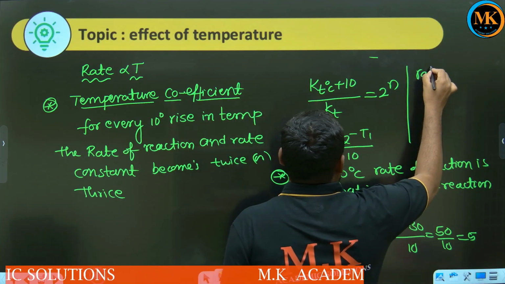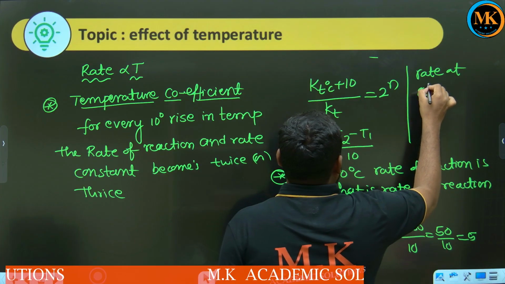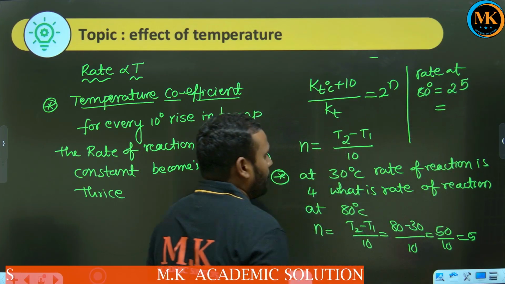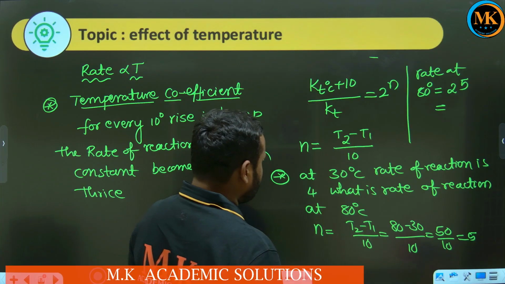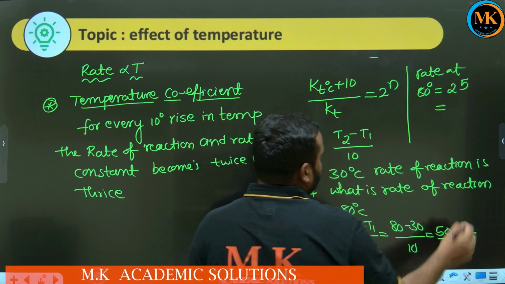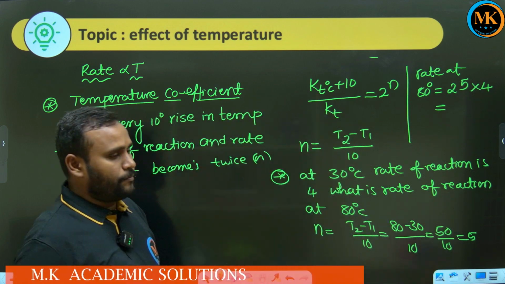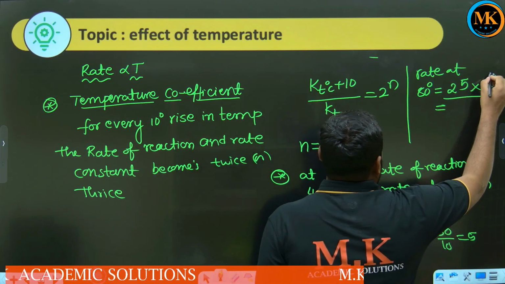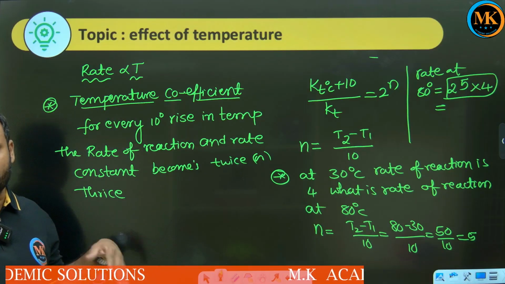Means what is the rate at 80 degrees Celsius? That is 2 power 5 times, sorry, 2 power 5 times into the original rate. What is the original rate? That is 4. So 2 power 5 times into original rate. Okay, so this is about the rate of reaction at 80 degrees Celsius. Okay, in this way we are going to calculate.